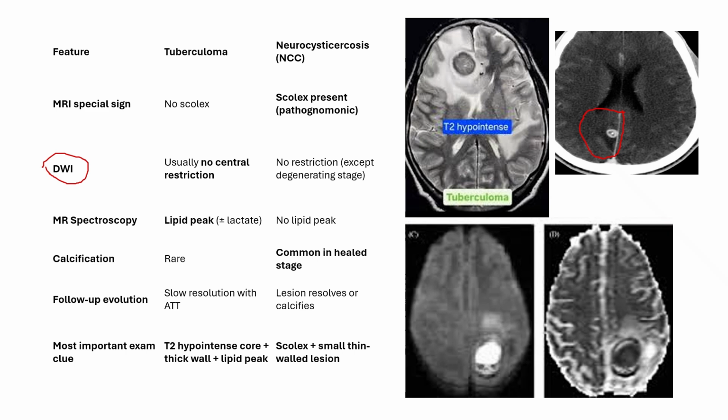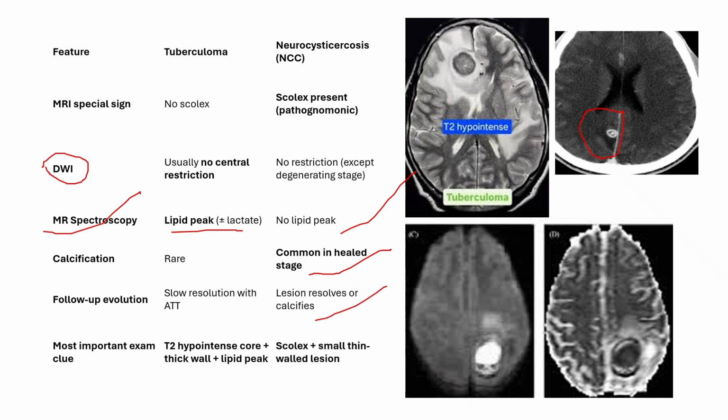And in MR spectroscopy, there is a lipid peak in tuberculoma, whereas no such peak in NCC. And calcification is common in the NCC as compared to the tuberculoma. And in follow-up, there is slow resolution after the ATT management of tuberculoma, and in NCC, the lesion resolves and calcifies with medication.